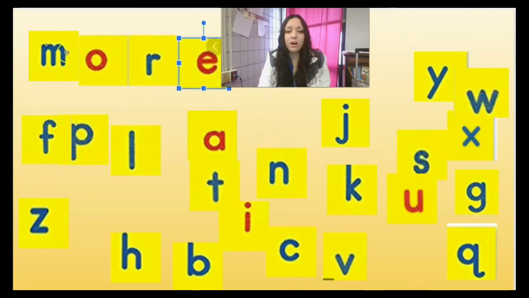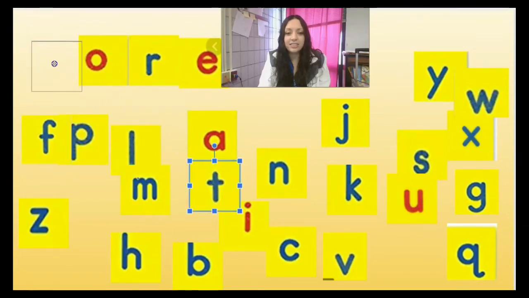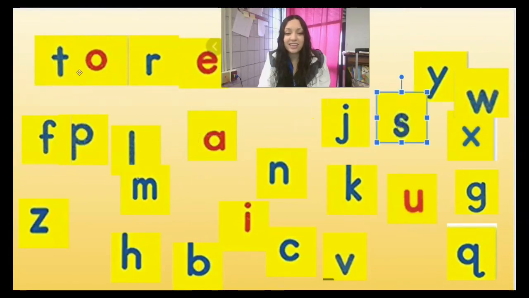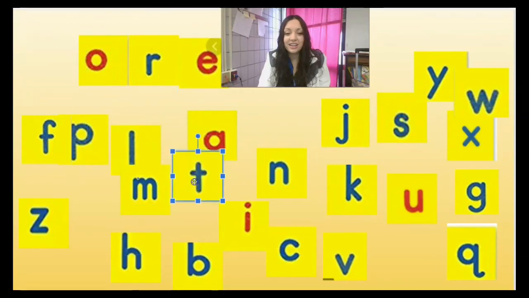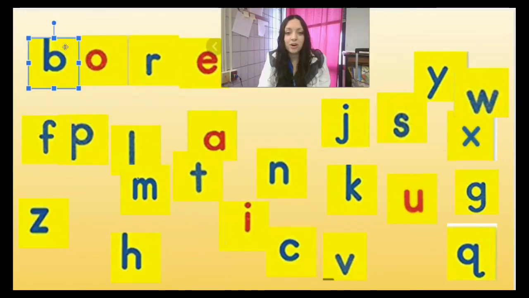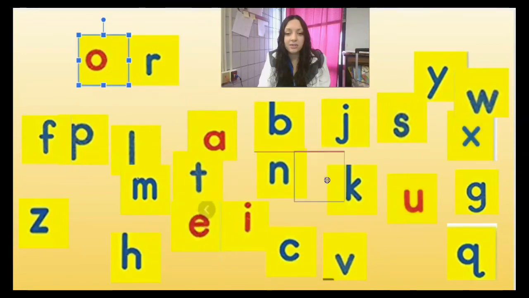There's an E at the end. Very good. More. What if I take this M off and I change the beginning sound to a T? Now what do I have? Tor. Very good. What if I actually make that beginning sound the blend ST? Now I have store. Very good. All right. What if I change it to a B? Bore. Good job.